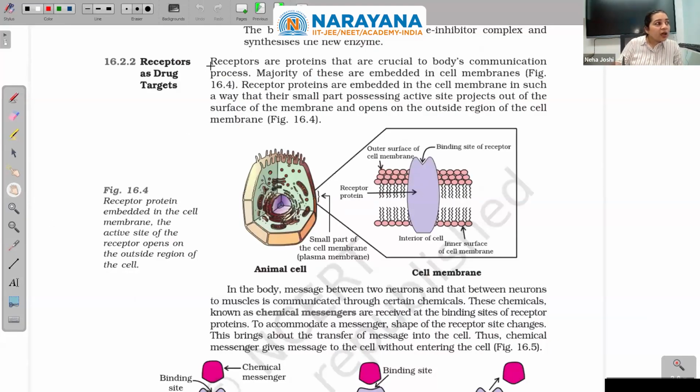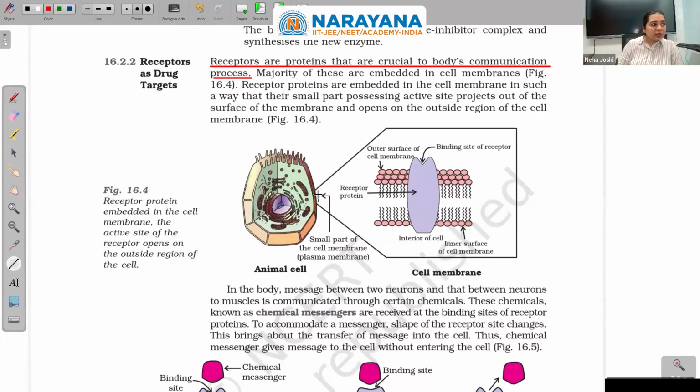So receptors are proteins that are crucial to the body's communication process. It is very much like the receptors or antennas once upon a time when radios were there, or currently for Wi-Fi you can say yes, there are receptors. Receptors are the proteins that are crucial to the body's communication process. The majority of these are embedded in the cell membrane. As I told you, this boundary, this wall of the cell is called the cell membrane. So they are embedded in this membrane.